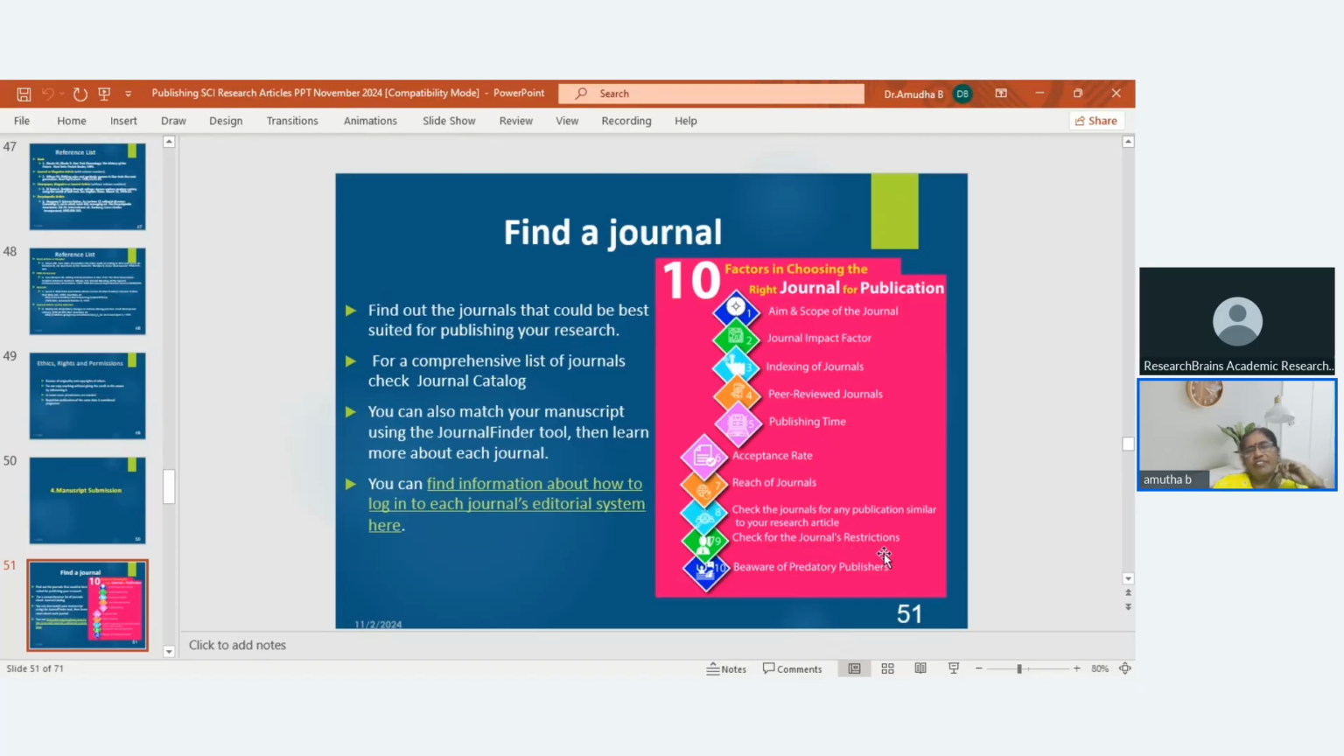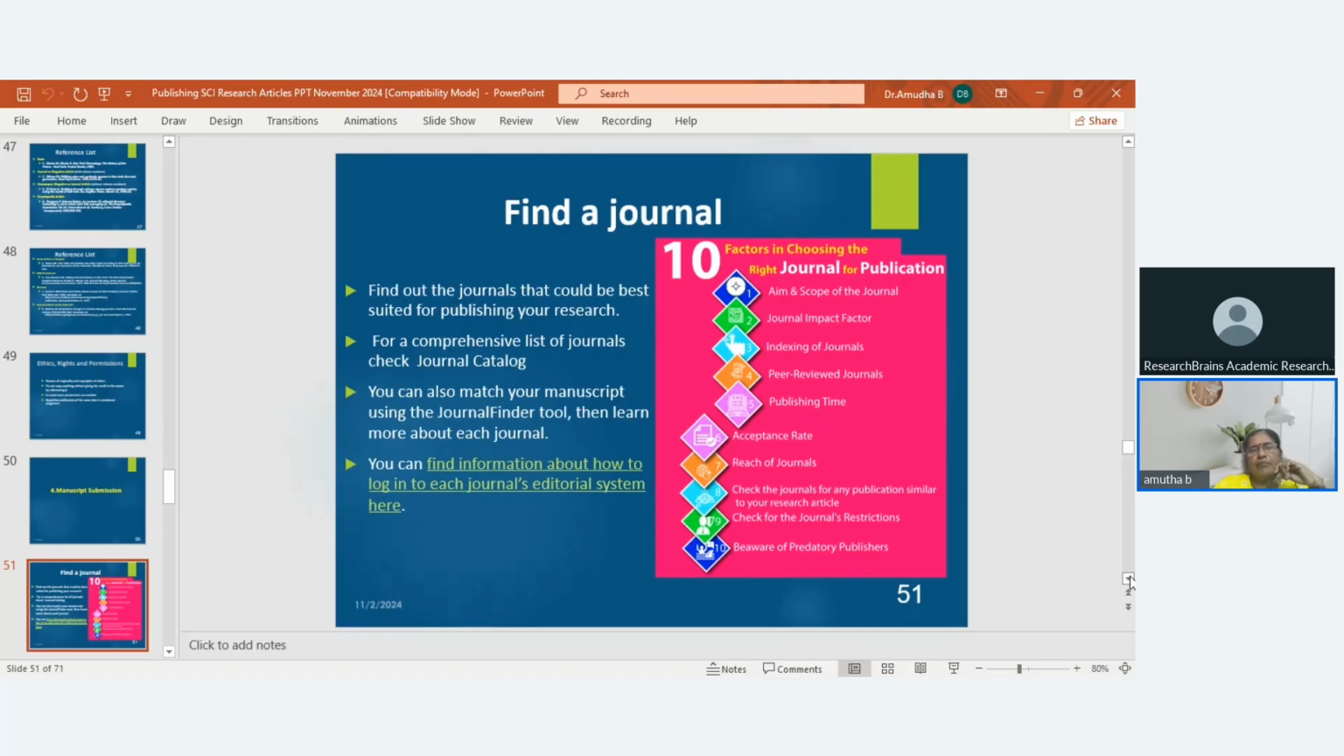Conditions will be there for every journal, and beware of predatory publications. Fake journals are available, and you have to check. They will write that they have an impact factor of 15.6. It is not true. Immediately check with the Scopus database and find out whether that particular journal is available or not.